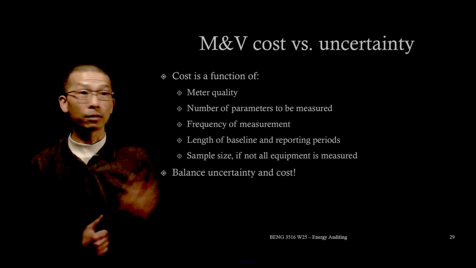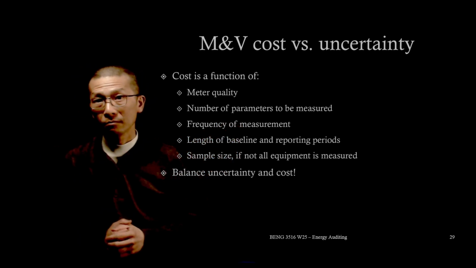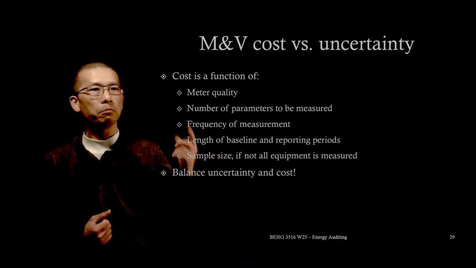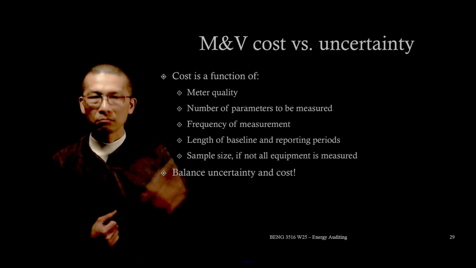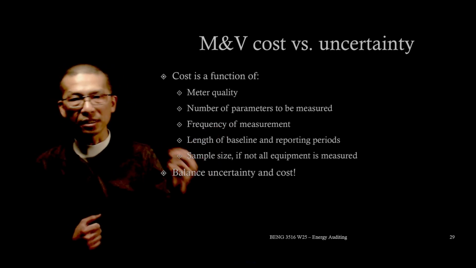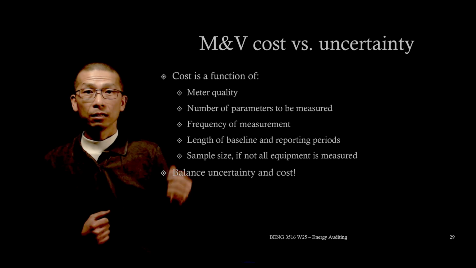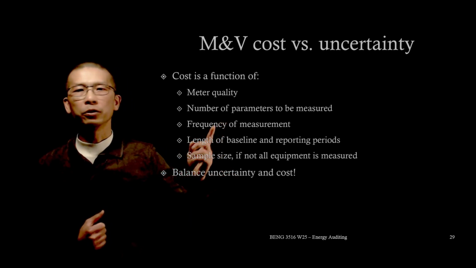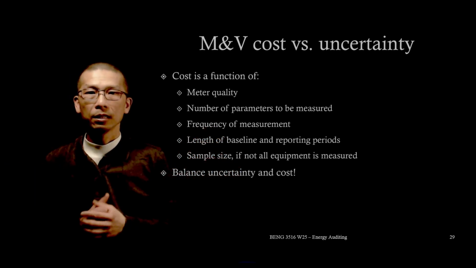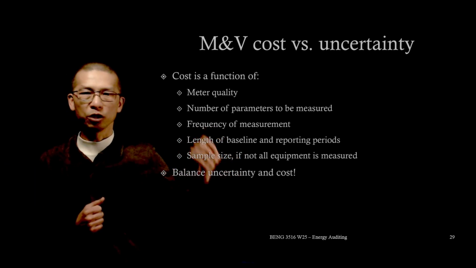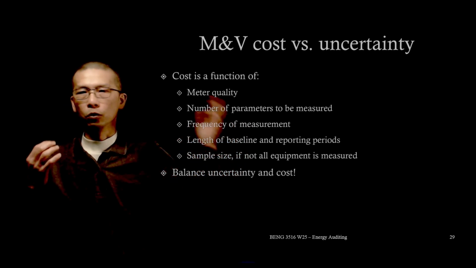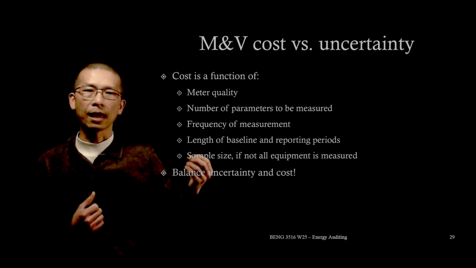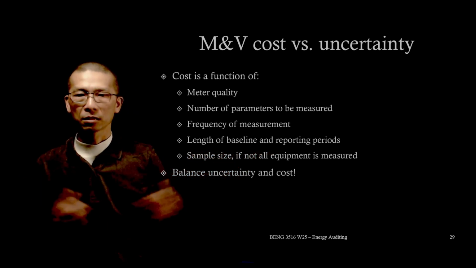Now, back to cost and uncertainty again. Cost in an MMV program depends on several factors. Meter quality: if we require high quality precision metering and sensors, it costs more, but it's also more accurate, more reliable data. Number of parameters: measuring more parameters, voltage, current, temperature, flow rate, etc., requires additional instruments and data channels, and so it increases the cost.